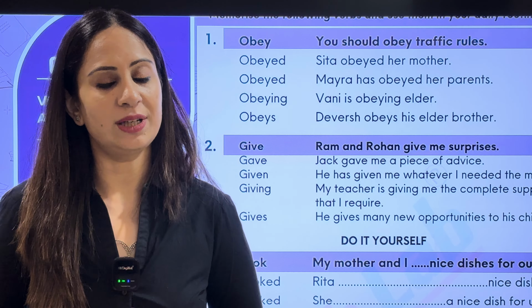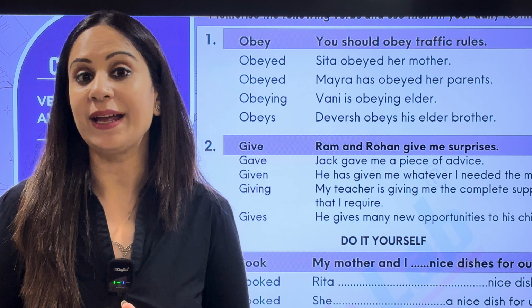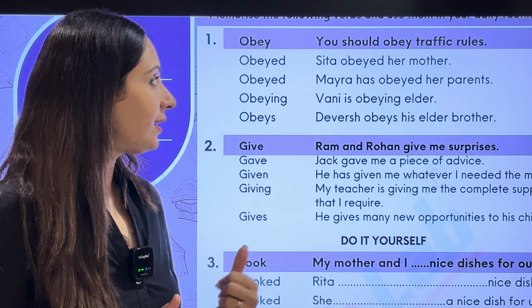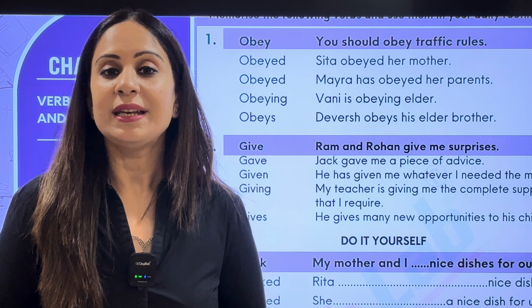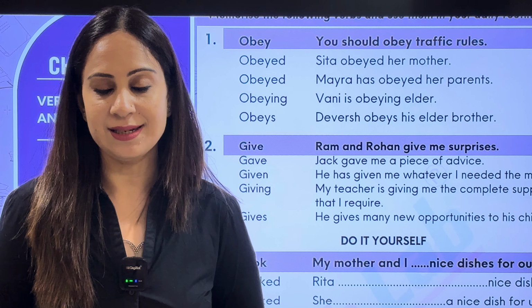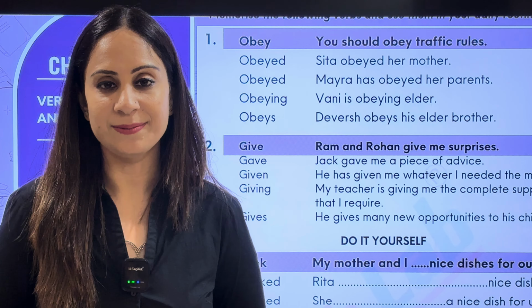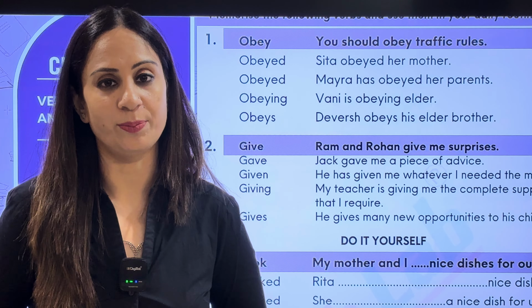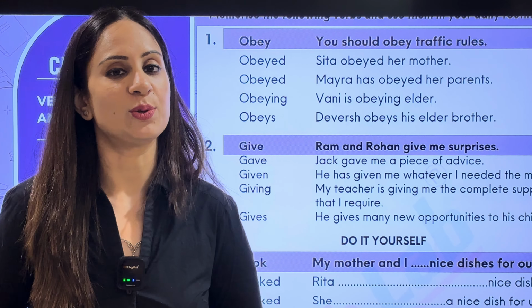So every verb that you think of would have 5 different forms. Let's see the first one, which is obey. Now obey is the first form of the verb, the second is obeyed, the third is obeyed, the fourth one is obeying, and the fifth one is obeys.